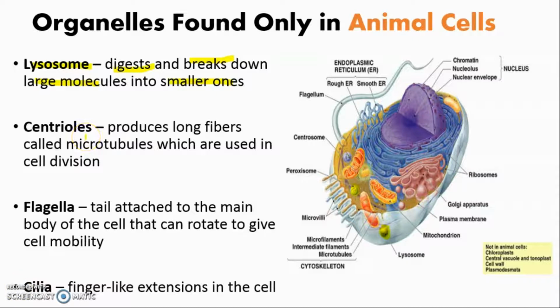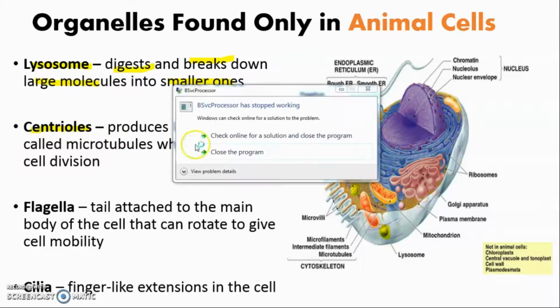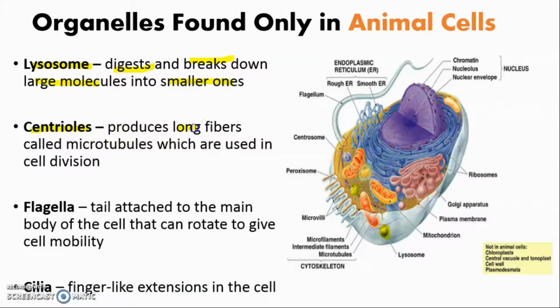The next organelles that are exclusive to animal cells are the centrioles. Centrioles produce long fibers called microtubules, one of the cytoskeleton components of the cell, which are used in cell division or cell reproduction. In an animal cell, look at this diagram, we have the centrosome, which contains two centrioles. In this part right here, this is where the microtubules are manufactured.